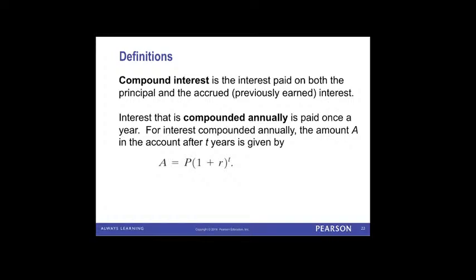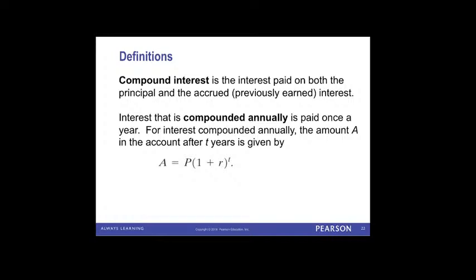So interest that is compounded annually is paid once a year. For interest compounded annually, the amount A in the account after 2 years is given by this, right? Basically, if the interest is applied once per year, this is the future amount if you take the principal plus the simple interest, you get this.